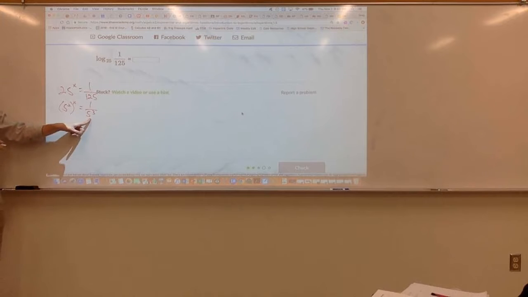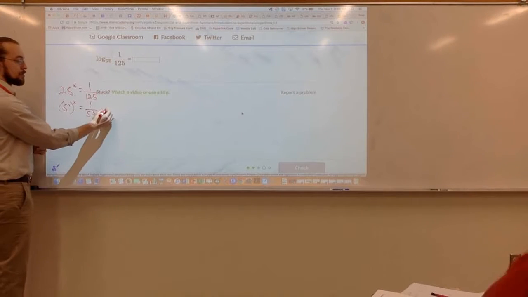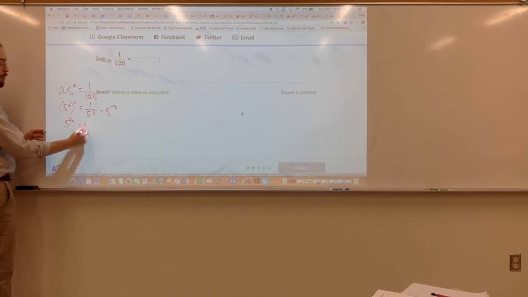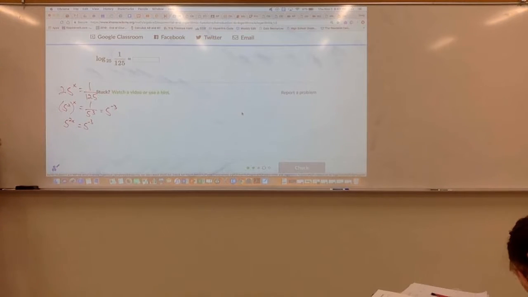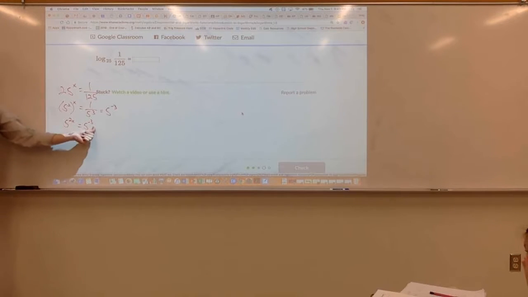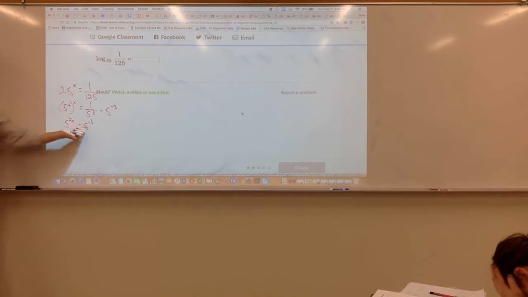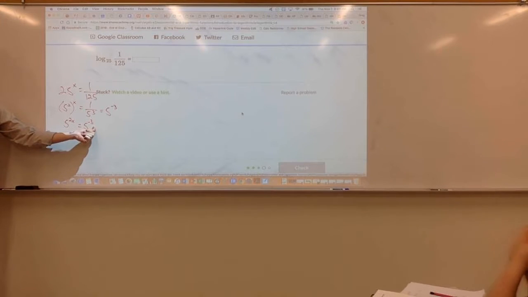1 over 5 to the third is the same as 5 to the negative third, right? So what we end up with here is 5 to the 2x equals 5 to the negative third. So then 2x equals negative 3, right? Once I get these with the same base, I can just set the exponents equal to each other.